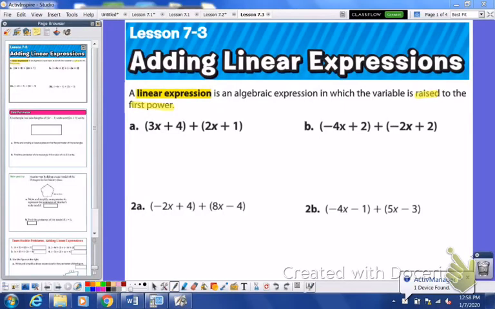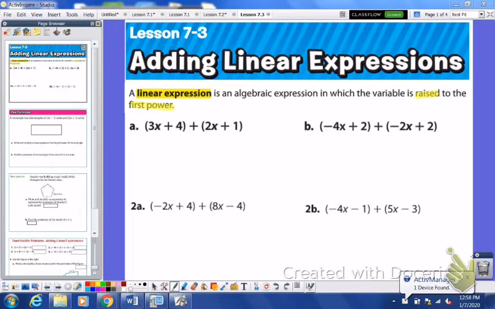Guys, now that we have talked about our linear expressions, labeling all the different pieces, and then how to simplify them in our last lesson, we're now going to talk about adding linear expressions. So a linear expression is an algebraic expression in which the variable is raised to the first power. Meaning, as you look through these, you'll see that there are no exponents, because our exponents would all be 1, which we don't have to write. So 7-3, we're going to talk about adding them. Later we'll talk about subtracting.